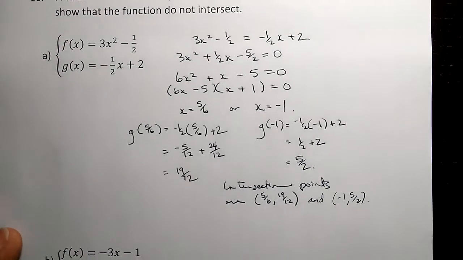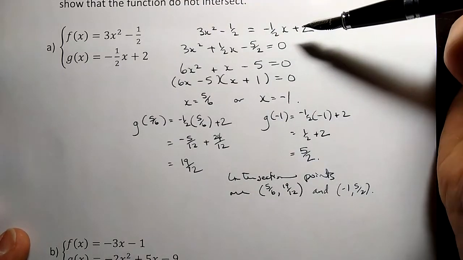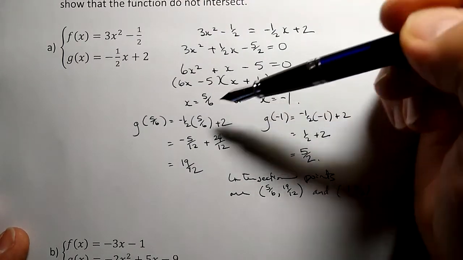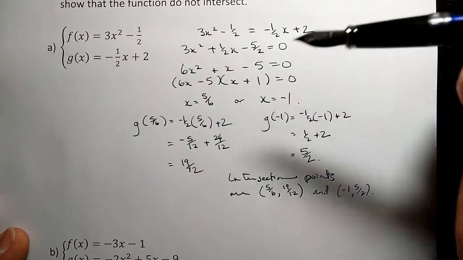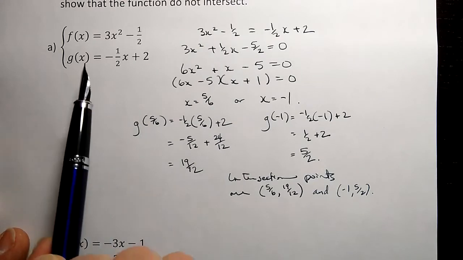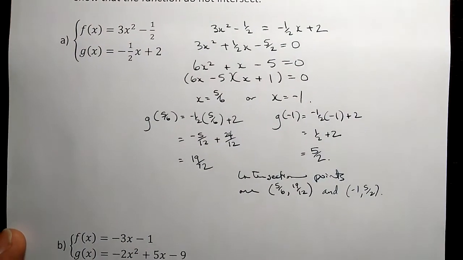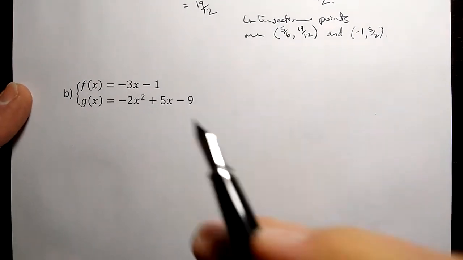Oops, sorry, I'm just off the screen a little bit there. So once again, set the two equations equal to each other, solve for x. Here we have two answers. Substitute each one of those values into either of the original equations. I chose g because it was the linear function, a little bit simpler to use. Okay, let's go on to the second one.